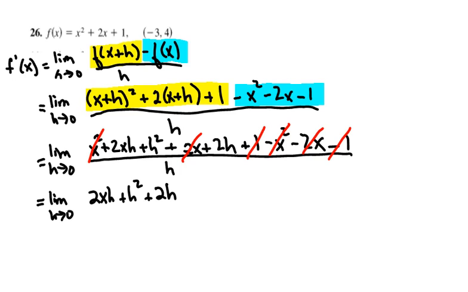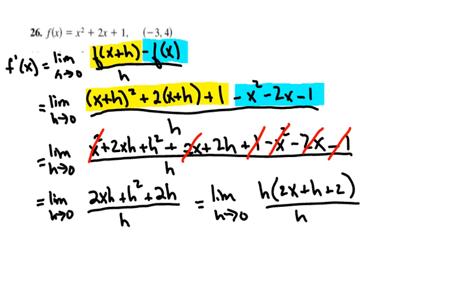And when we rewrite, we're going to get the limit as h approaches 0 of 2xh plus h squared plus 2h over h. And factoring out an h, I would get h times the quantity 2x plus h plus 2, all over h. The h's cancel. And I'm left with the limit as h approaches 0 of 2x plus h plus 2. When I plug in h equals 0, I get 2x plus 2.